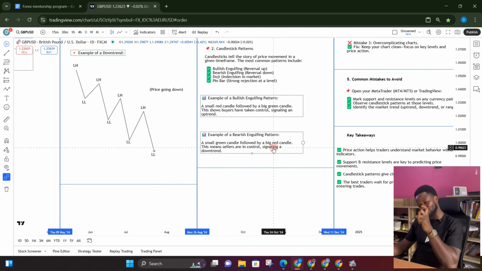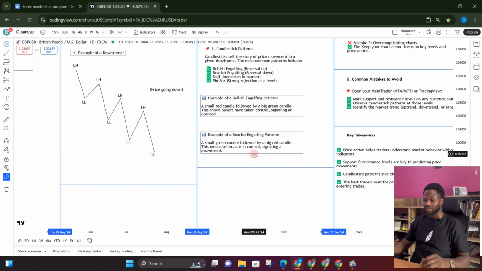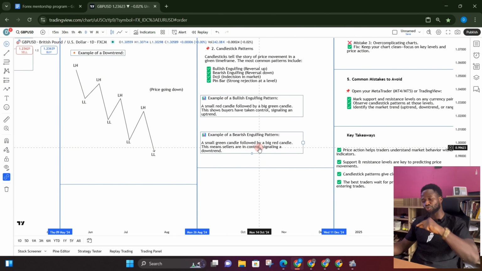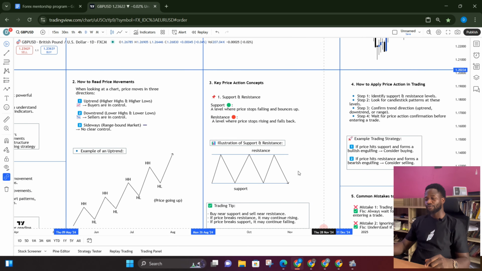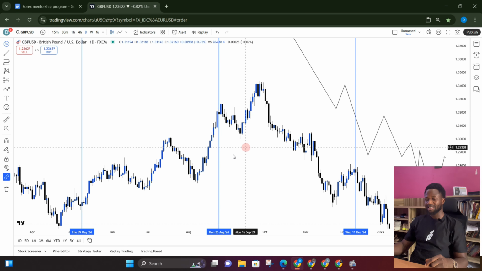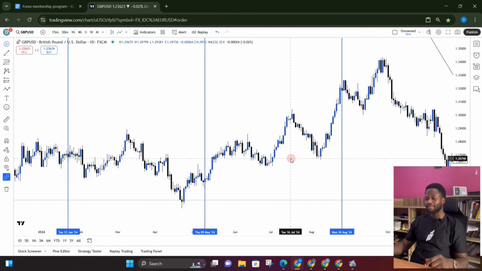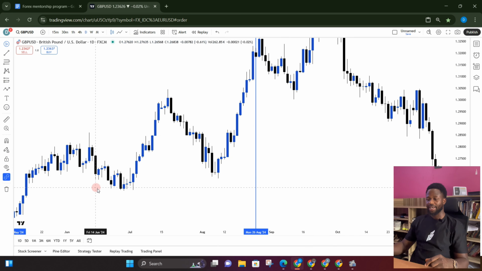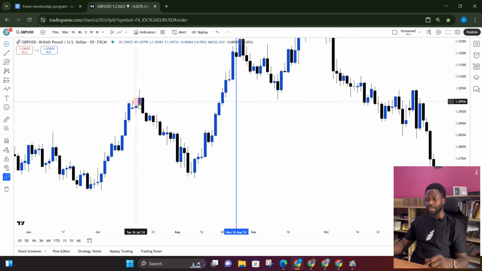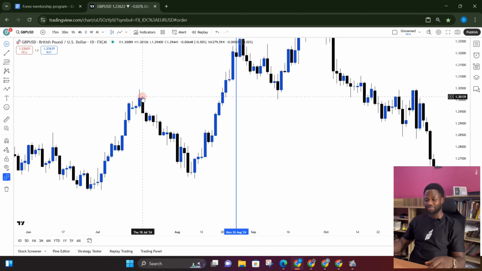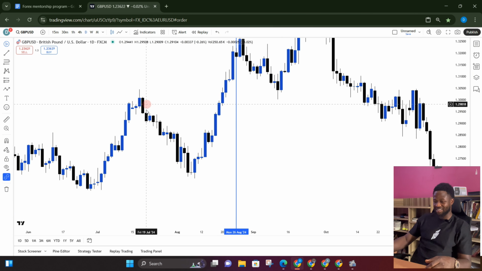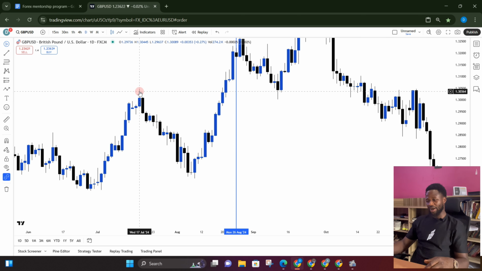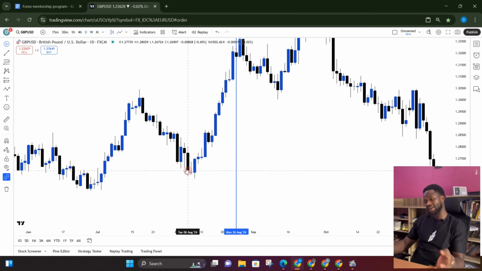A small green candle followed by a big red candle. This means sellers are in control, signaling a downtrend. If you notice in our example, we can see one at the top here when the market was already trending up from here. When it got here, what did you see? A small, what color is this? Green again, a small green and a big red, signaling a reversal down. So anybody that got here will be able to sell down before the market changes again.